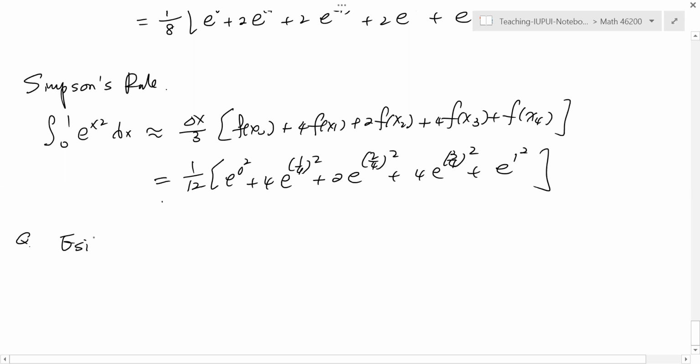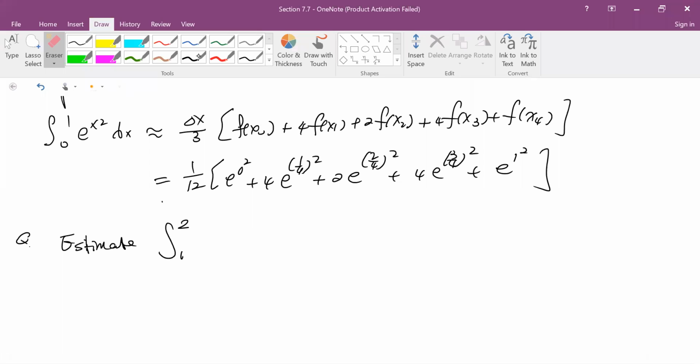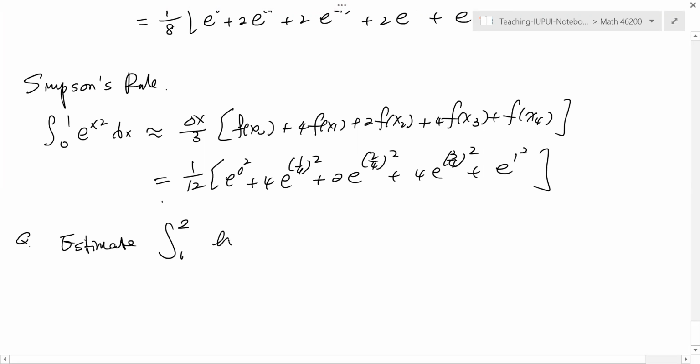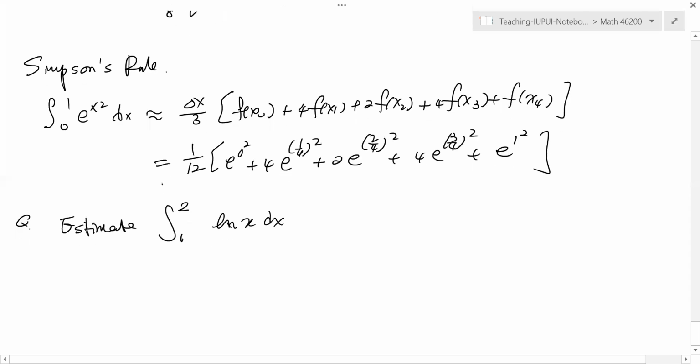Yeah, ask to estimate the integral from 1 to 2 of 1 over natural log of x dx. No, this is natural log of x. Natural log of 1 is not defined. Now I know you can evaluate this integral, but we're trying to estimate, okay, using any of these, right?